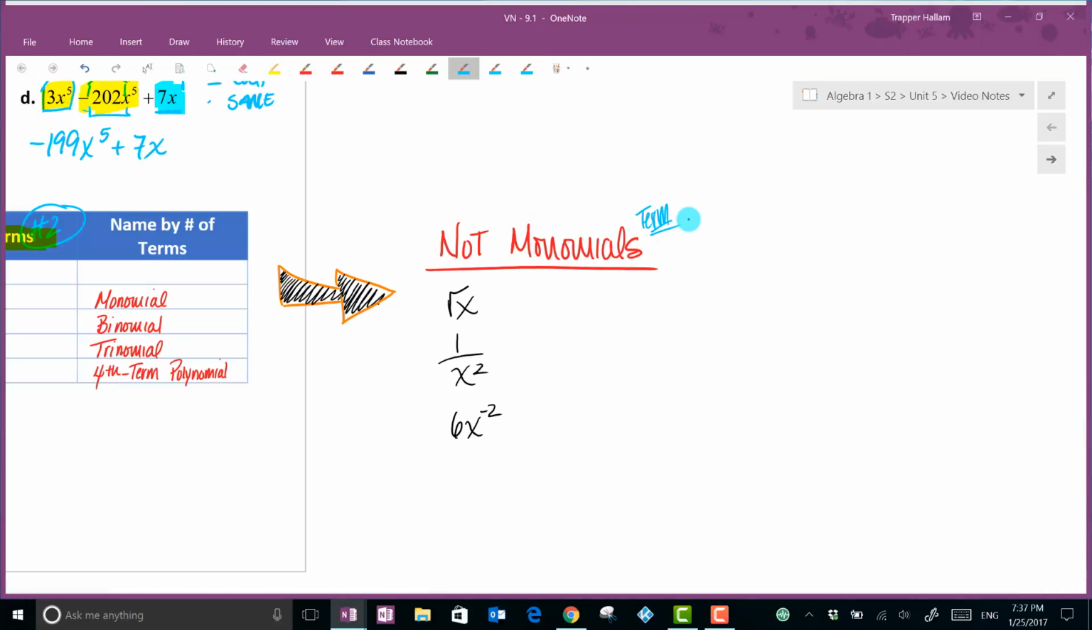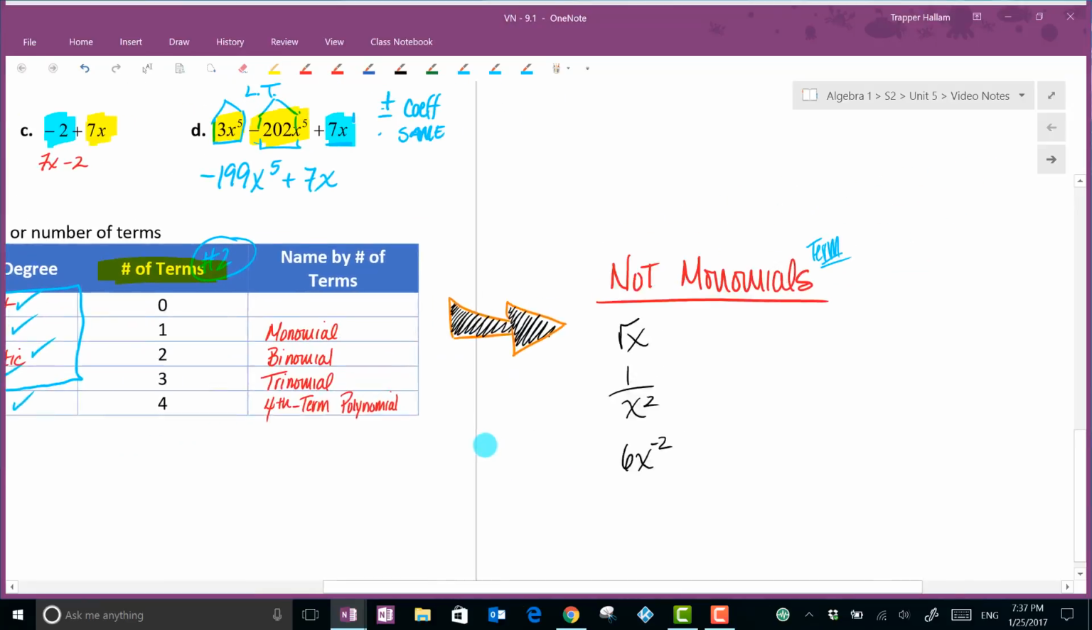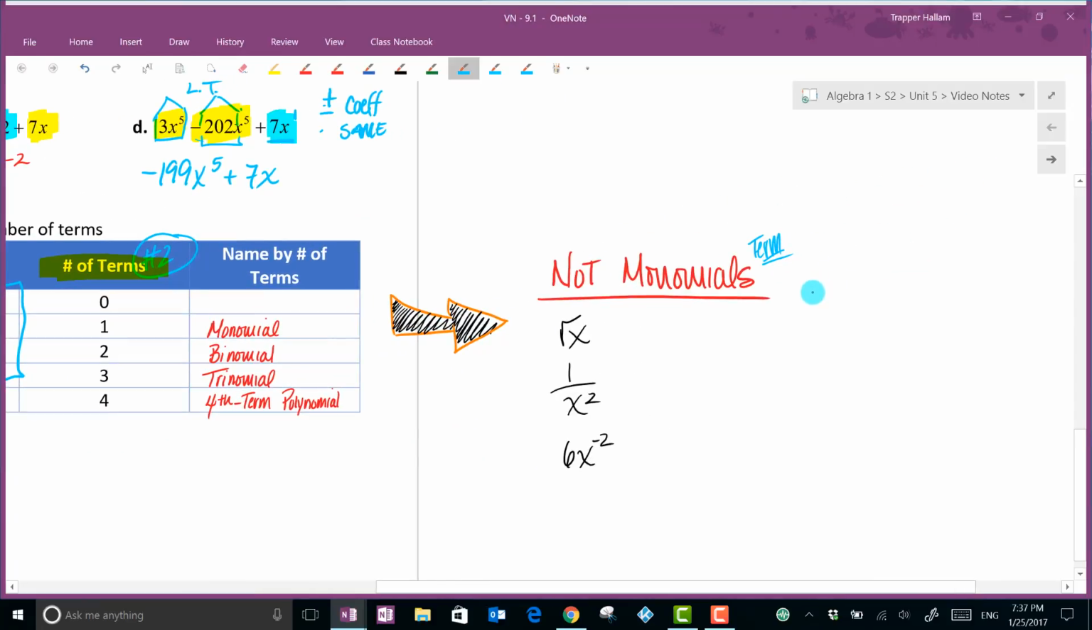A monomial then is a combination, I don't know if I wrote this down, I'll write it down right here, is a combination of variables and numbers. Okay, and exponents, I guess, if you want. So that's what it is. It has to have kind of a combination of both. But let's talk about these. Square root of x is not a monomial.